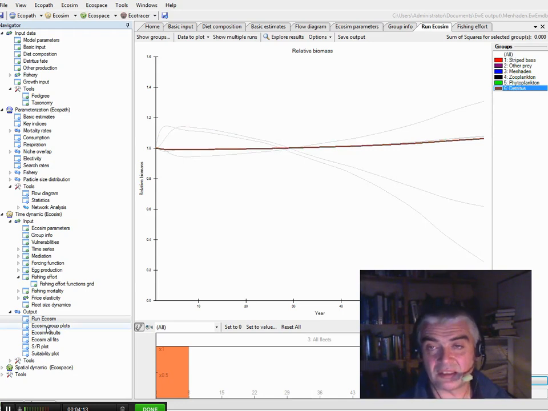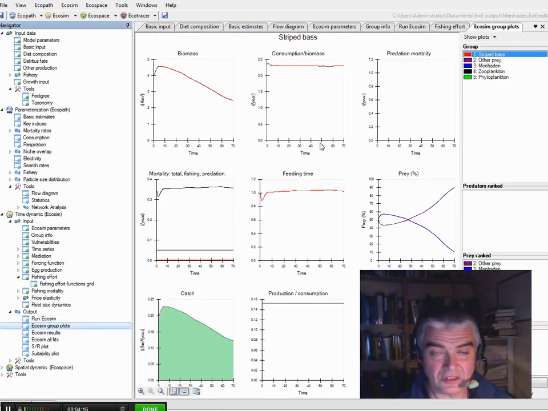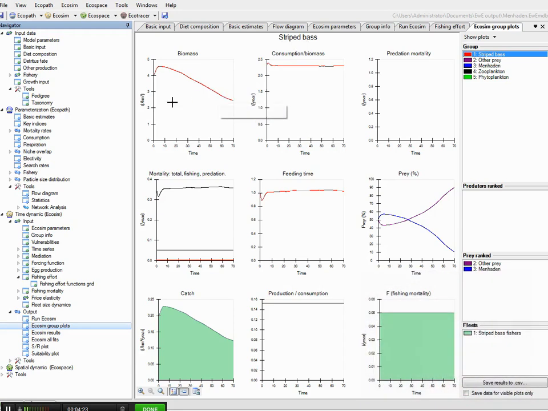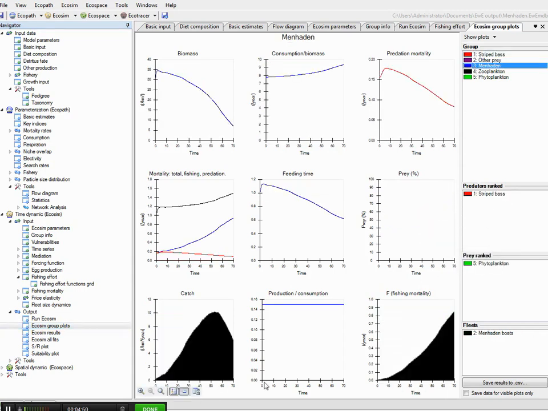Now we can look at these data. We can look to see what's happened in a variety of ways. One way is to look at these group plots. So for each species or group, functional group that you've put together, you can look at all of these different variables. So you've got biomass, how's that changed, but also consumption over biomass, how has that responded, feeding time, and what's happened to the prey that these animals feed on. So striped bass feeds, remember, 50-50 on other prey and menhaden. And if we look at that figure there, we can see that other prey have increased as a component of the diet, while menhaden have decreased. Now menhaden have probably decreased because they have suffered an increase in fishing mortality, and the biomass of menhaden has decreased over time. So they've not been as available to striped bass as they were at the beginning.